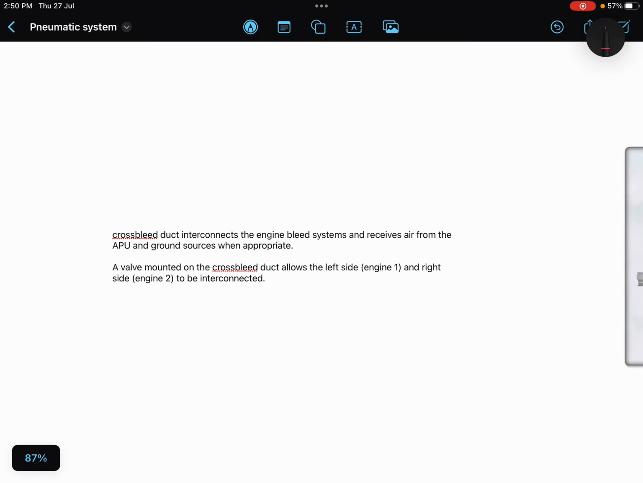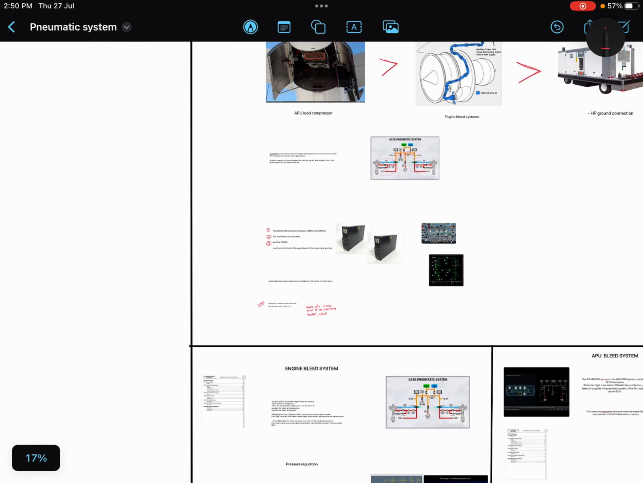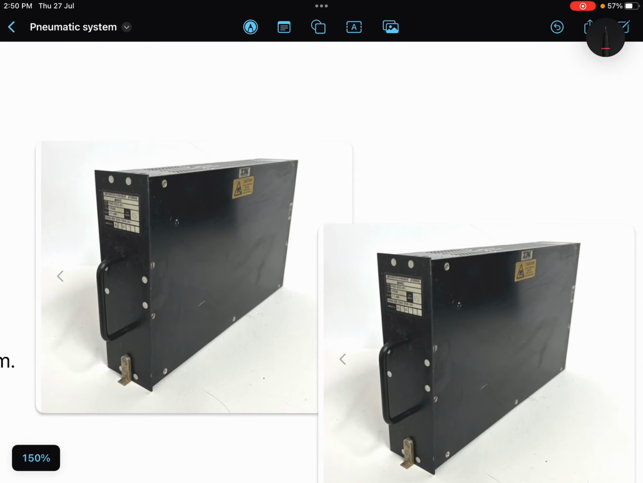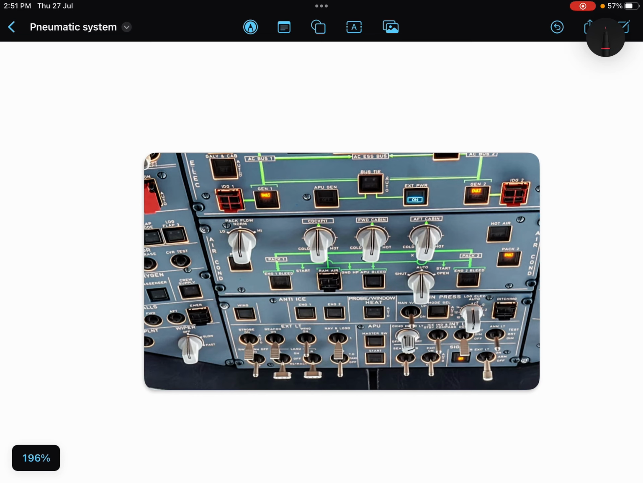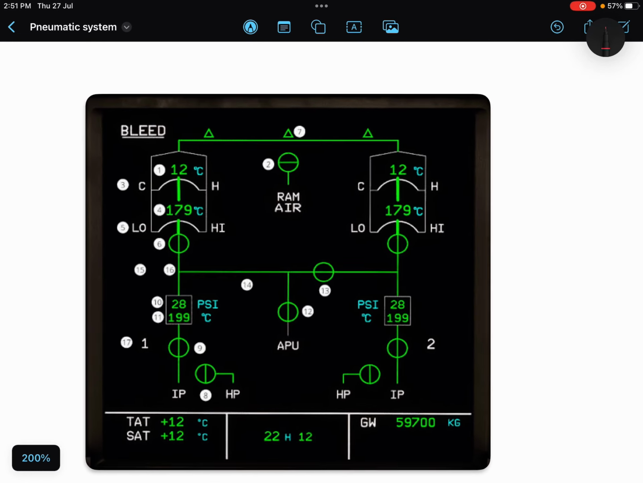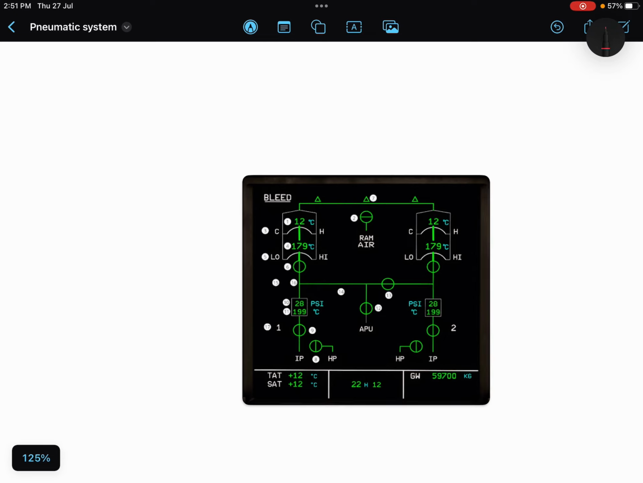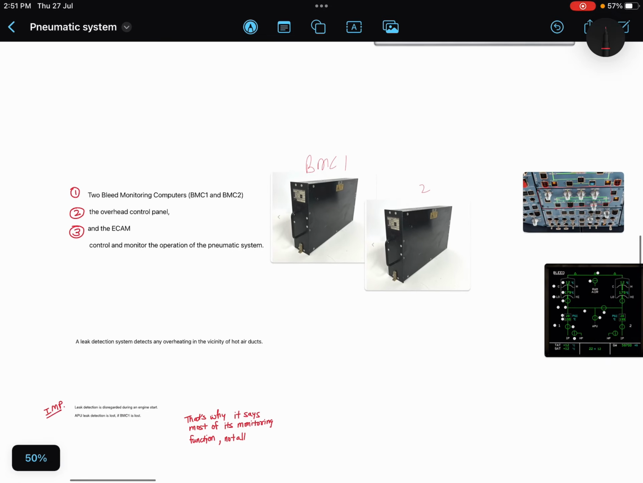Now we will talk about the systems which are involved in the pneumatic system. These are two BMCs. BMC stands for bleed monitoring computer. As every other system of this Airbus A320 has some computer to control and monitor, this has BMC 1 and 2. We have the overhead control panel, and we have an ECAM page by the name of bleed page. All three are used to control and monitor the operation of the pneumatic system.